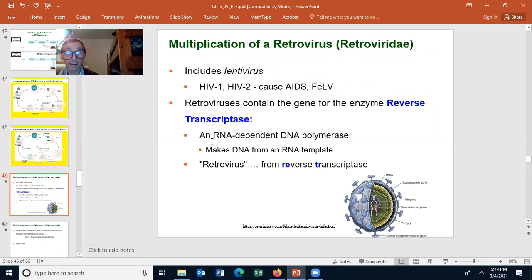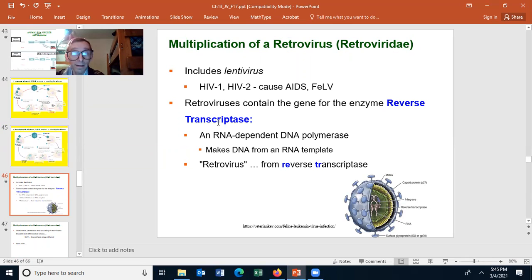The retroviruses include the lentiviruses. These include HIV-1, HIV-2, which cause AIDS in humans, and another lentivirus is feline leukemia virus, which actually causes leukemia in cats, but the cat gets sicker and sicker, and it essentially acts like it has AIDS. But it's actually leukemia, which just makes the cat sicker and sicker. And the immune system of the cat gets very, very weak, so that the kitty does essentially have no immune system.